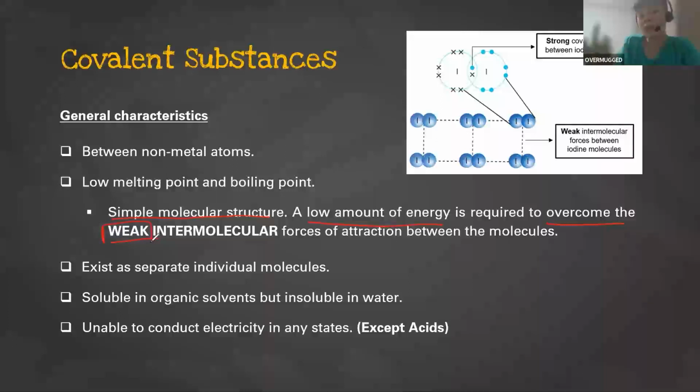Okay, since the forces are weak, you just need a small amount of energy, right? Intermolecular. Inter means between. Between what? Between molecules. Okay, so you have this diagram over here. A very common misconception: your covalent bonds formed from the sharing of electrons are very strong. When you are melting or boiling this kind of covalent substance, you are not trying to break this. What you are trying to overcome is the weak intermolecular forces between the molecules. You are trying to overcome this.